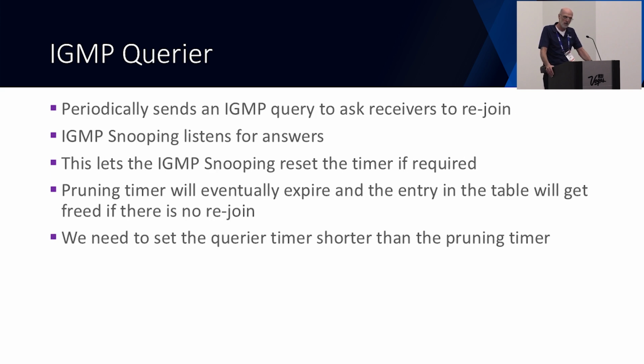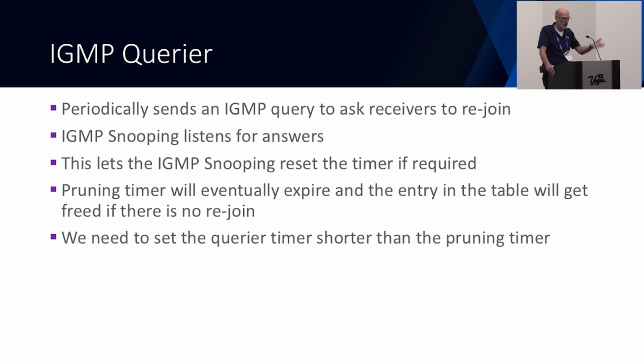There's another service called the IGMP Querier. One of its jobs is to periodically send an IGMP query to ask receivers to rejoin, basically. That query message gets sent, and receivers say, oh, I want to join this stream, this stream, this stream. The snooping is still listening to those messages, and it'll reset the timer for everybody that said, hey, I still want this. If somebody doesn't answer because they got disconnected, eventually that timer is going to expire and pruning is going to happen.